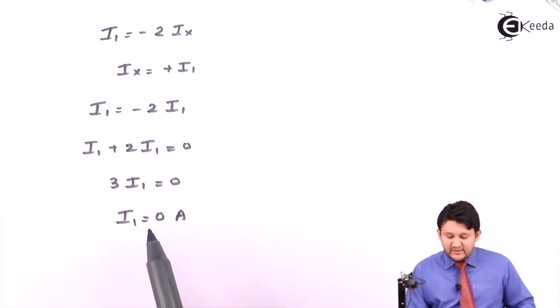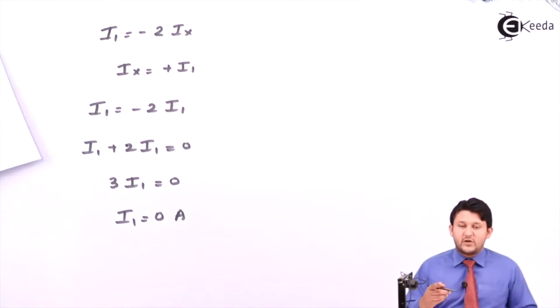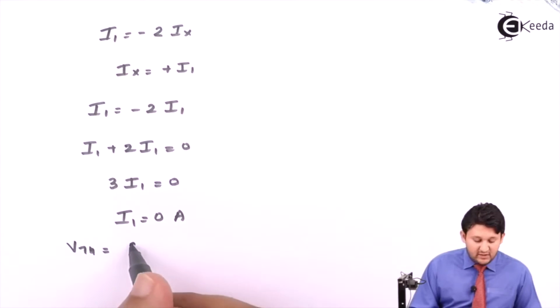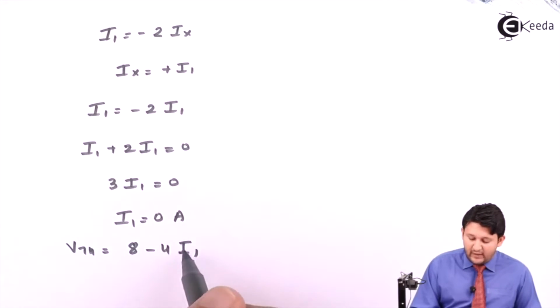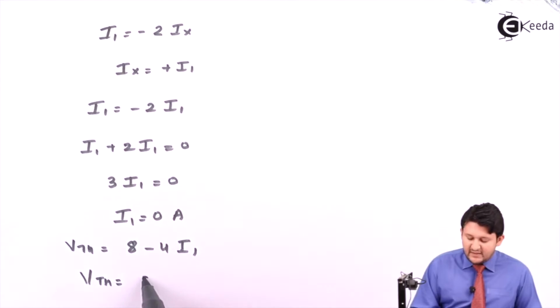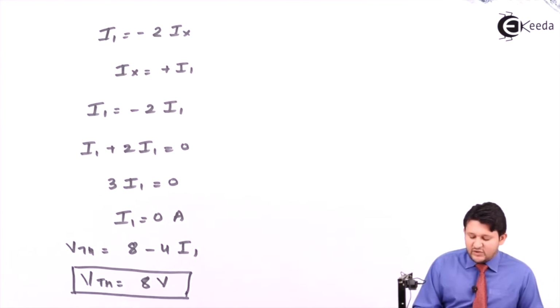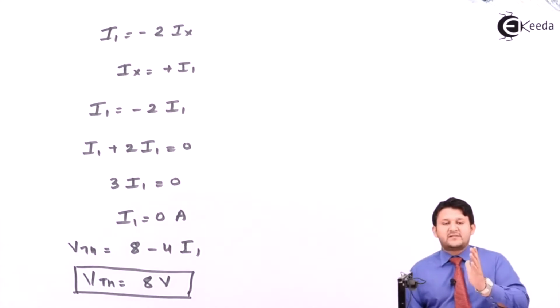When I get I1 equal to 0 amperes, put this I1 in the previous equation so that you should get VTH. The equation of VTH earlier was VTH equal 8 minus 4 I1. Put the value of I1 over here. That means the VTH is equal to 8 volts. So that's your step 1, which you have calculated, the Thevenin's voltage.